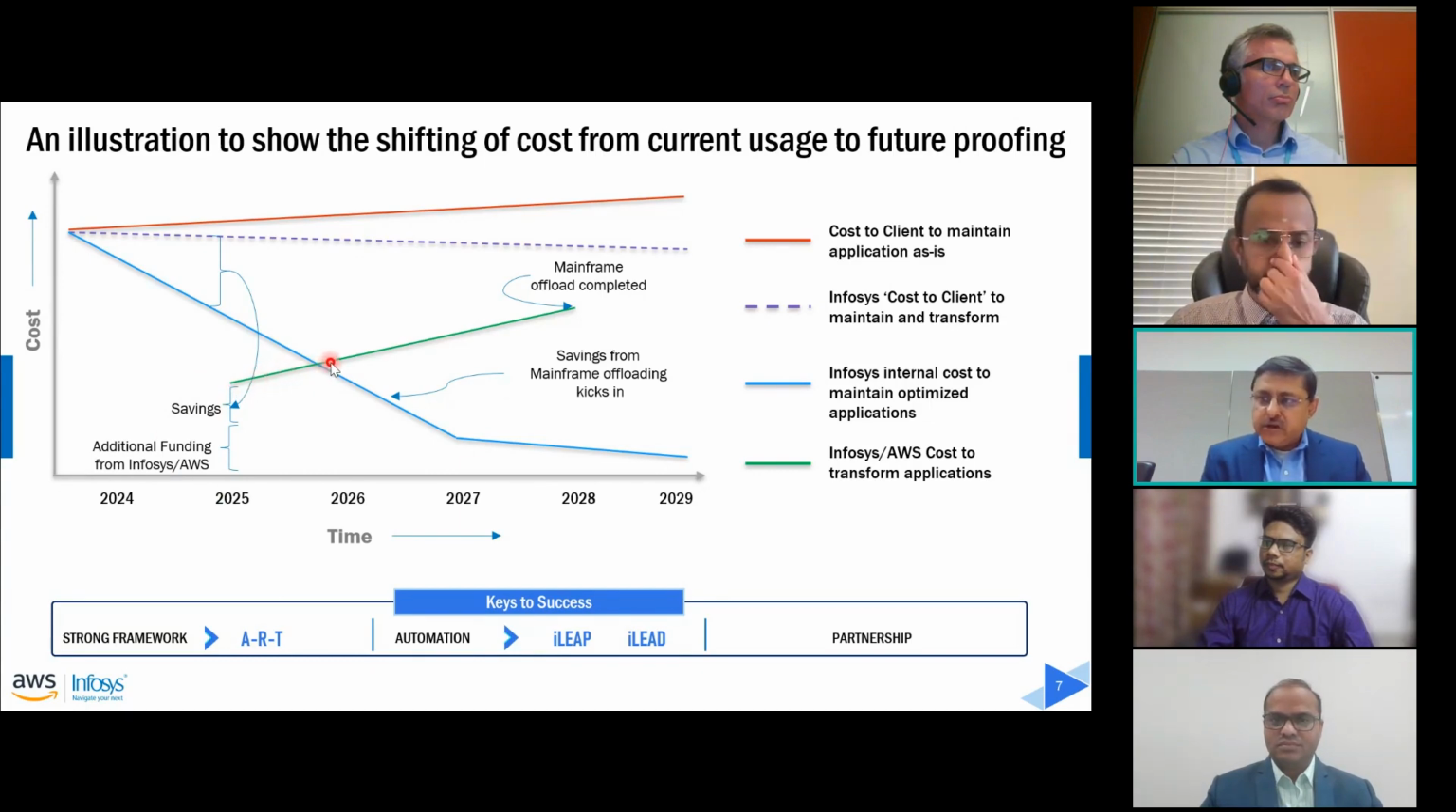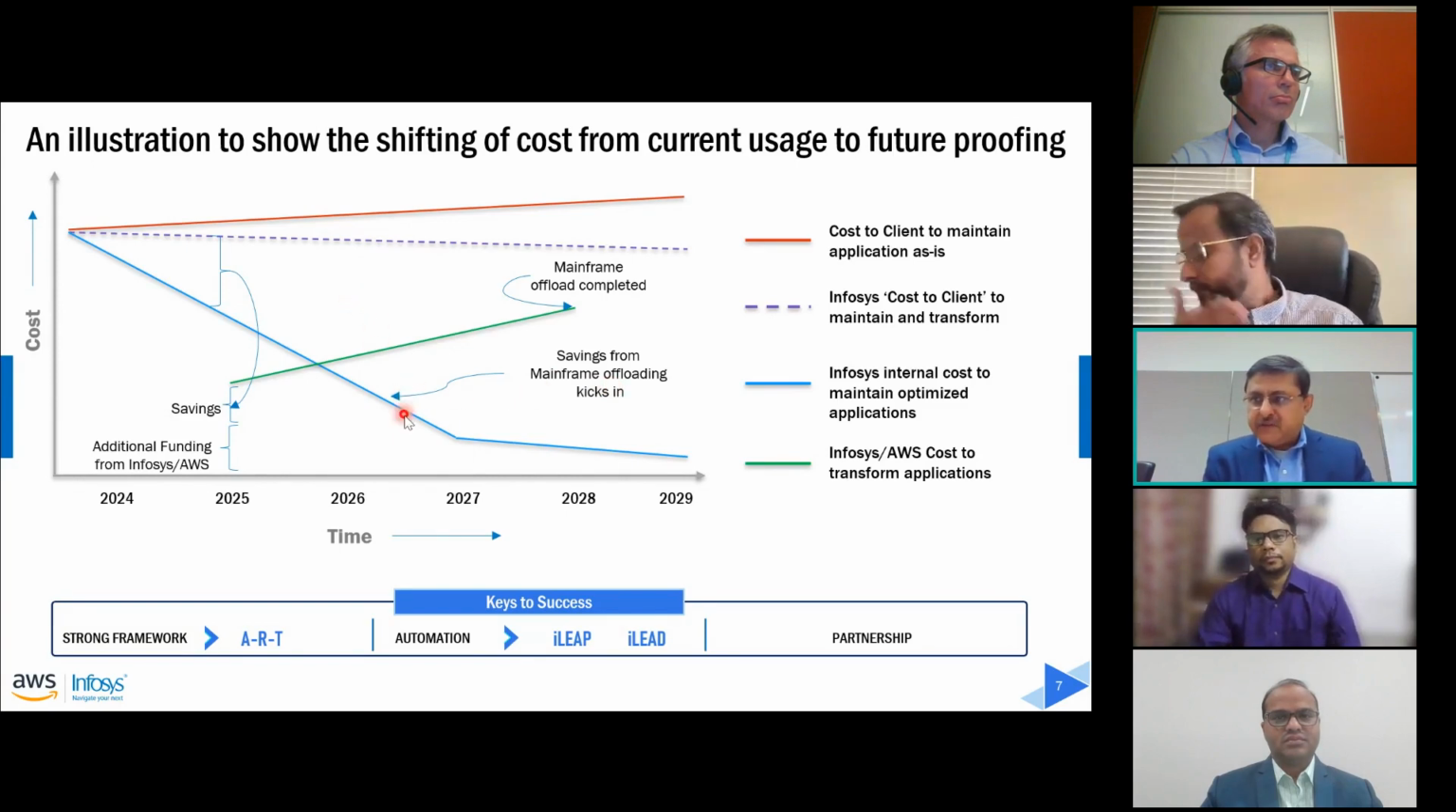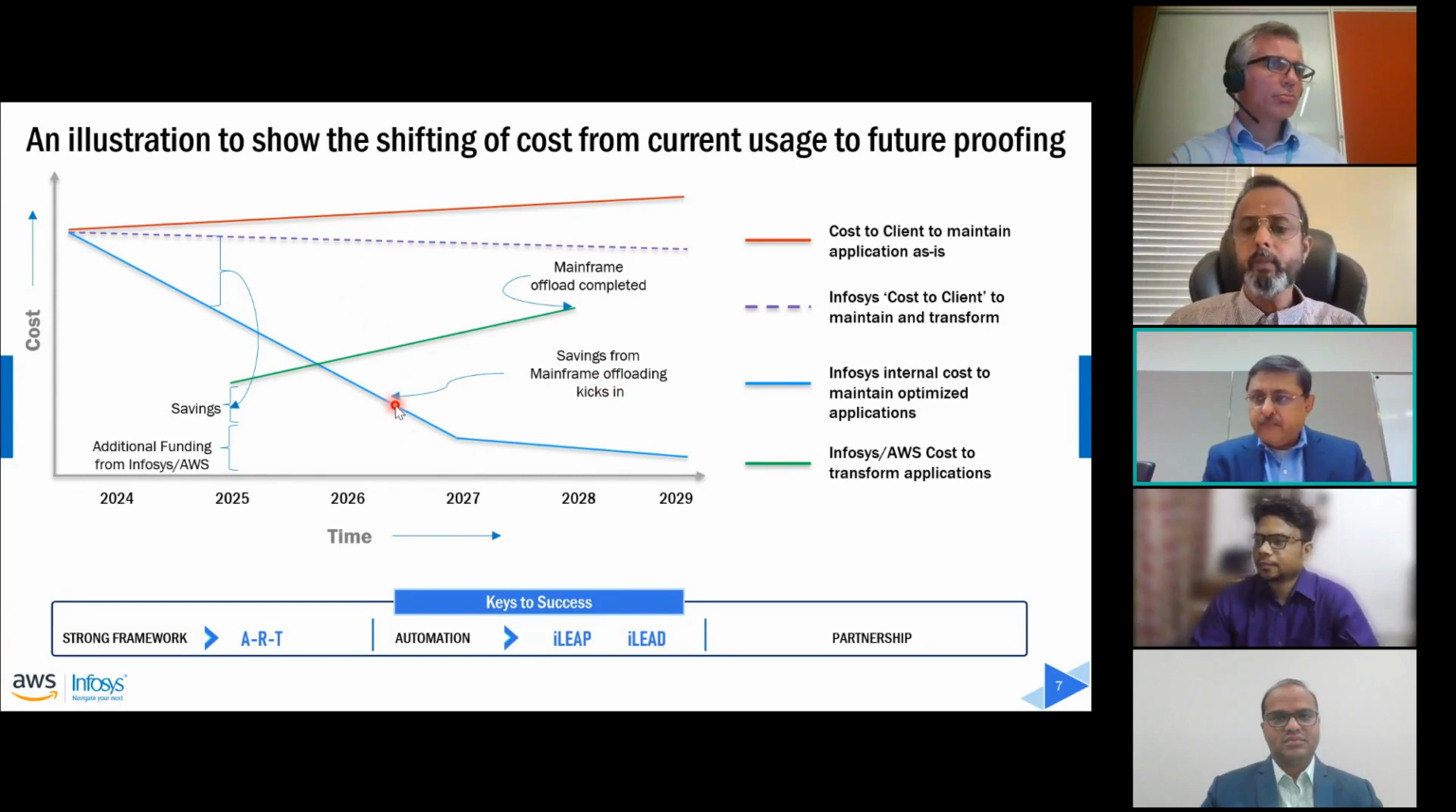Now, as you go forward, of course, as you get more and more applications off the mainframe, your transformation cost increases. But one other good thing happens, which is that the savings from offloading the MIPS plow back. So you have two savings coming in somewhere here. You have the savings from mainframe offloading kicking in, plus your optimization savings also continuously kicking in. So you have more money to fund this transformation. And this process goes on, let's say it gets over in 2028 when the entire mainframe is offloaded, without charging any extra money to the clients.